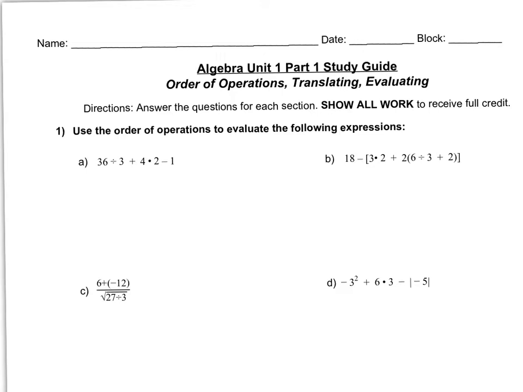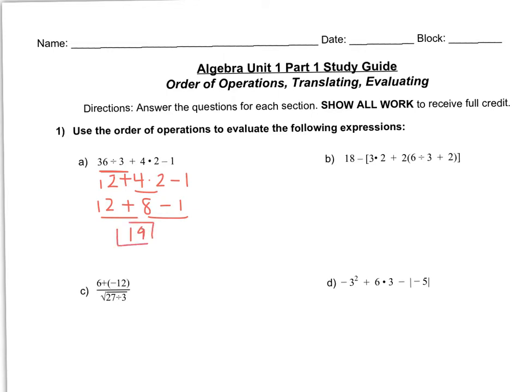video to number 7. So if I take a look at this first one, it says I'm using the order of operations to evaluate. So if I look at number 1A, I see division first, so I'm going to do that first. So 36 divided by 3 should be 12. And then copy everything else down. And then 4 times 2 I'll do next is 8. 12 plus 8 is 20, and 20 minus 1 is 19. If I could write 19, I would write it.